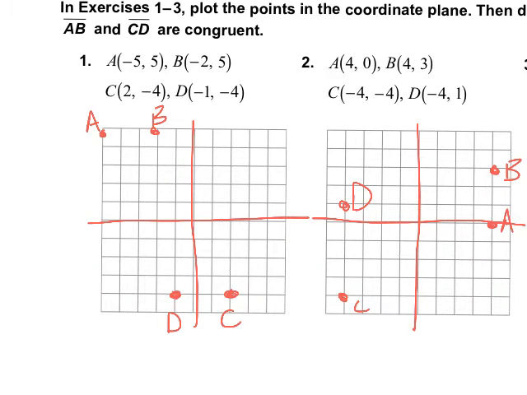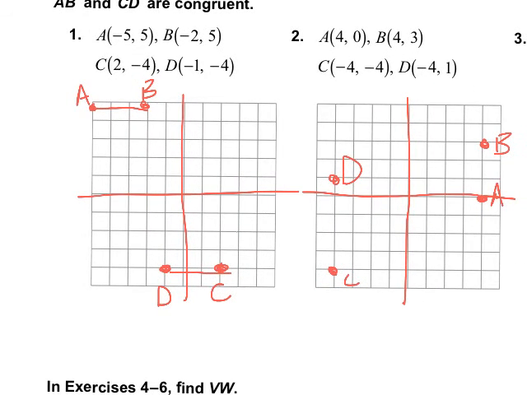Okay, guys, let's look at 1 and 2 really quick. You can see on my plotted points there, the distance between A and B is 1, 2, 3. The distance between C and D is 1, 2, 3. Does it matter that AB goes left to right and CD goes right to left? No, that's how that absolute value thing works when we look at it algebraically. Okay, so AB and CD are congruent.